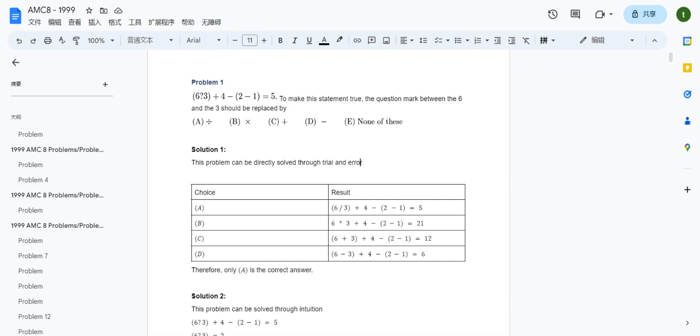They will be working on the AMC8 from 1999. Specifically, we will be talking about the first 14 questions for this span of this video. So let's talk about our first question.